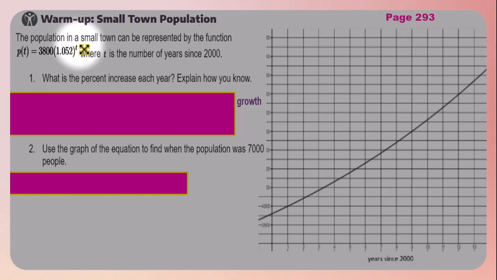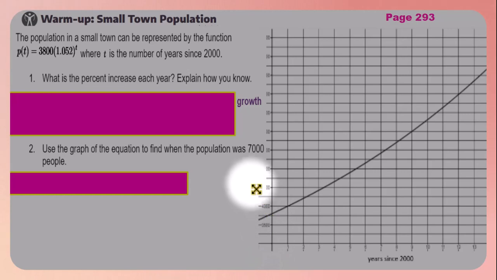This exponent is always going to be your x-axis. Your x-axis is always time. Okay, the number of years since 2000. So 0 is going to be year 2000, and then this is 2001, 2002, 2003, and so forth. We start here and we're going up.